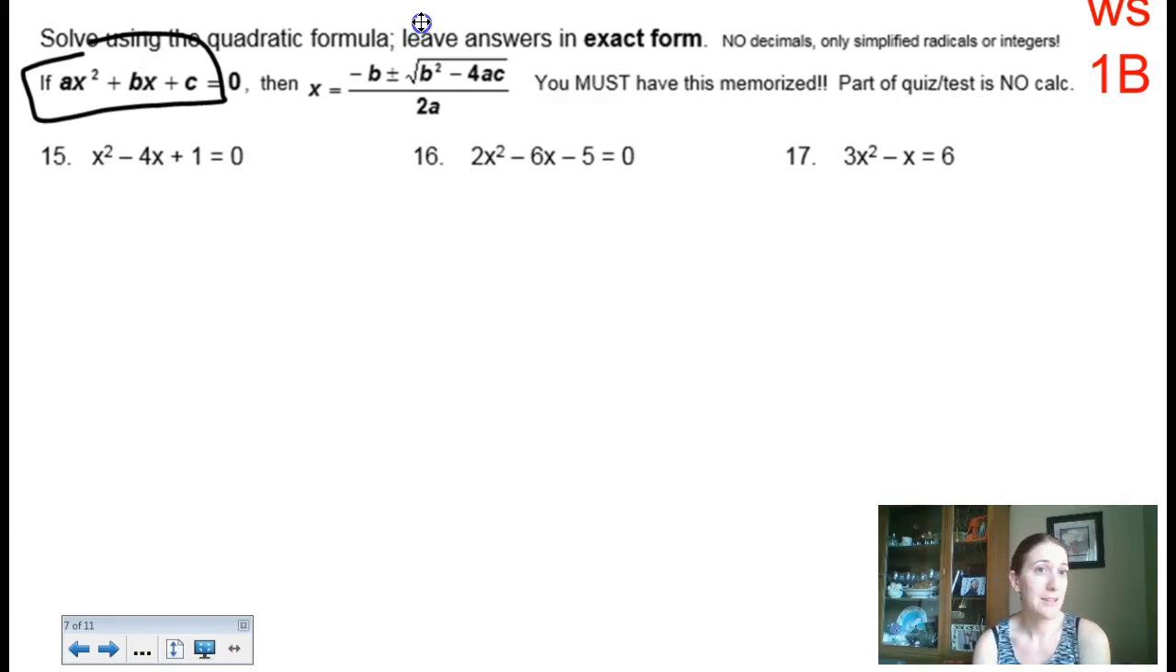I'm not interested in that today. I want the exact answers. So this question, number 15, is already in standard form, so we're good there. The a value, b value, and c value, I can tell.